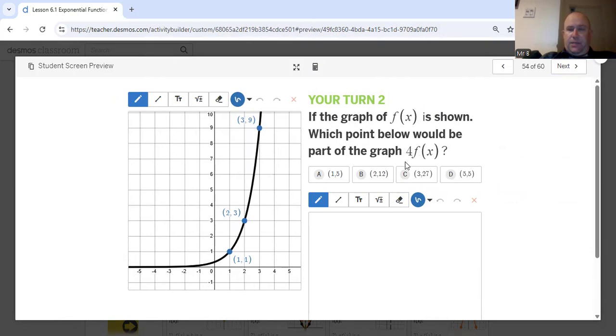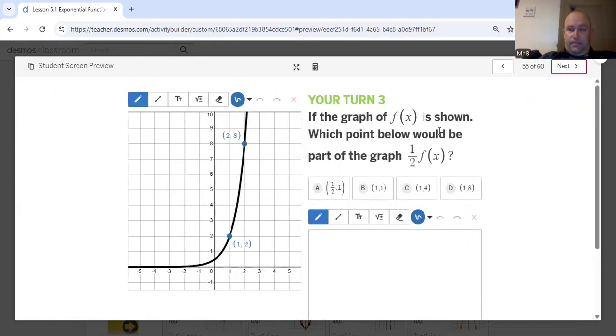And 4 f of x, so I'm times-ing the y values by 4. So this is that vertical stretch. So each y value times by 4. 1 times 4 is 4. Do not see 1, 4. 3 times 4 is 12. I do see that one there. 9 times 4 is 36, but I don't see an answer that says 3, 36. So I'm going to ignore that answer.